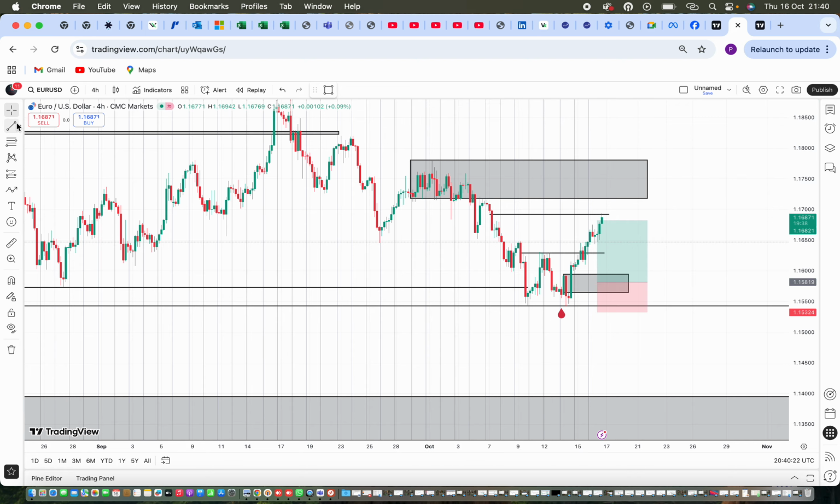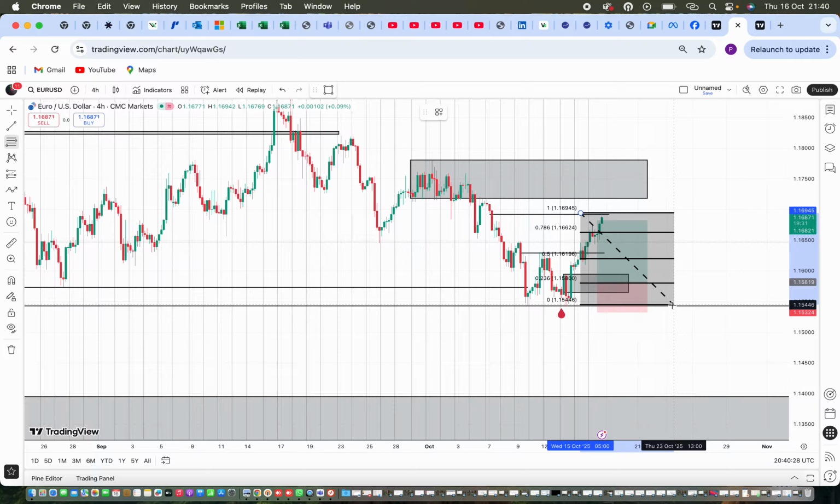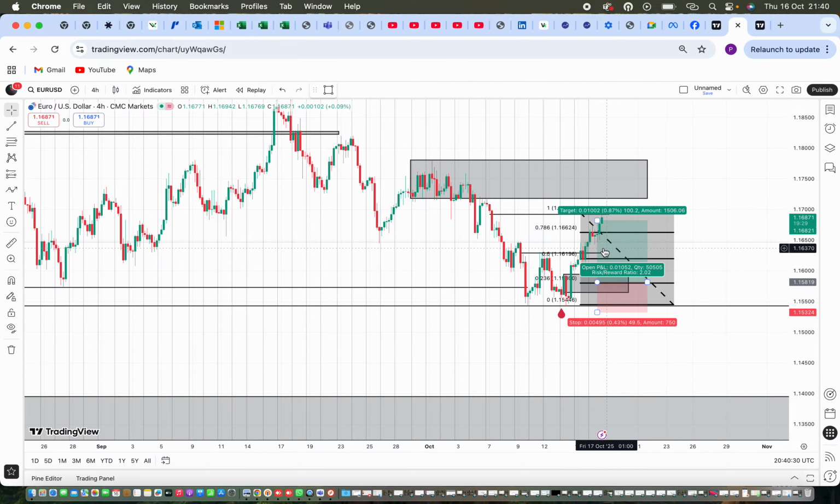remember, after every break of structure, we want to see price pull below 50% on the Fibonacci tool for us to look for a trade. Now this is the 50%. We have fair value gap here, whereby these three candles, the red one then is not touching.